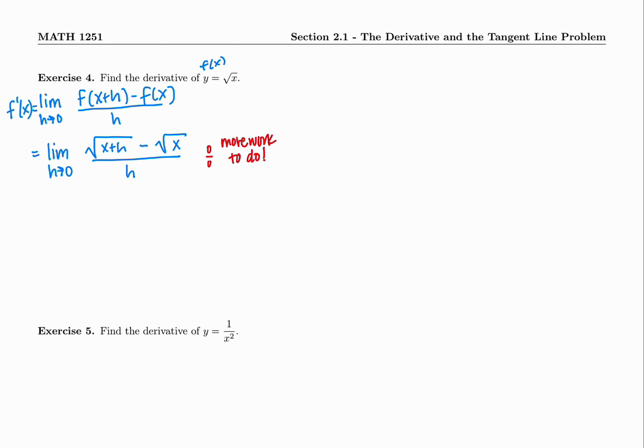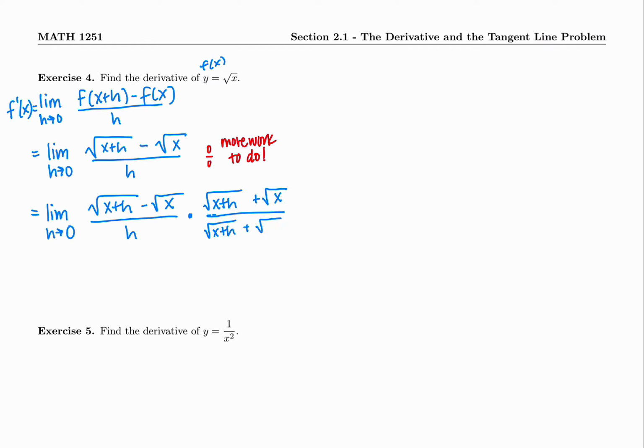Okay, so I can't stop there. I haven't actually found the limit. What I've found is the indeterminate form 0 over 0, which gives me a clue there's more work, and often that more work is some sort of algebra trick. When I see square roots, the algebra trick that comes to mind should be using the conjugate. So square root of x plus h minus the square root of x all over h. And I'm going to multiply by the conjugate, which is the square root of x plus h, now plus the square root of x. And I have to do that on the top and the bottom. I can't just run into a function and change just part of it. If I'm going to multiply by something, I need to multiply by 1 to keep it the same. So I need to do the same thing on the top and the bottom.